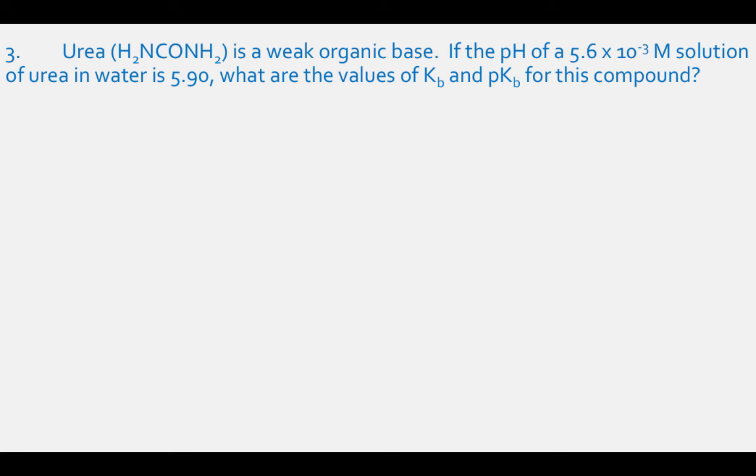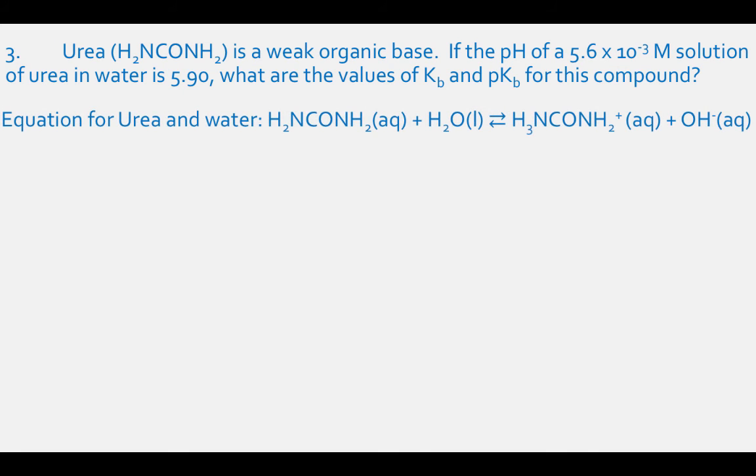3. Urea, H2NCONH2, is a weak organic base. If the pH of a 5.6 times 10 to the negative 3 molar solution of urea in water is 5.90, what are the values of Kb and pKb for this compound?